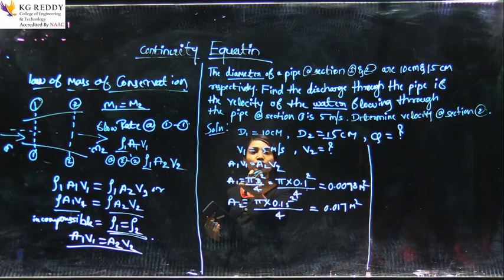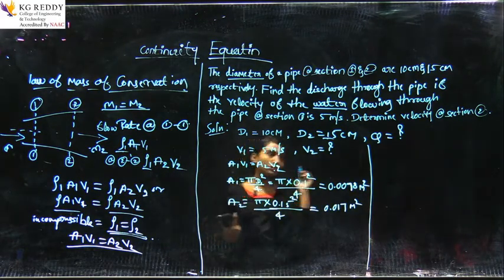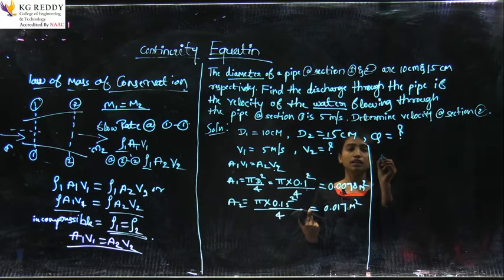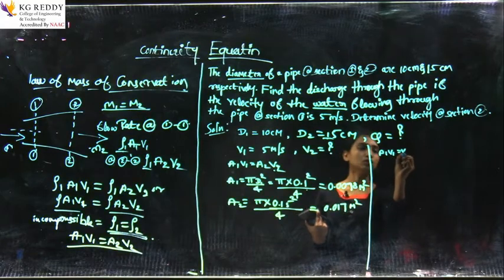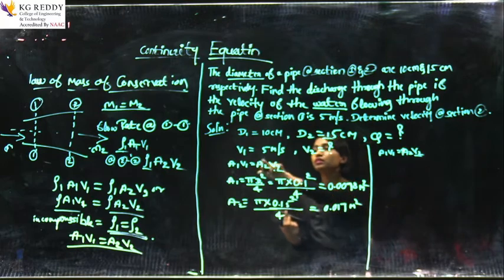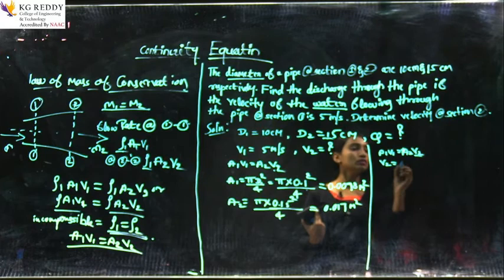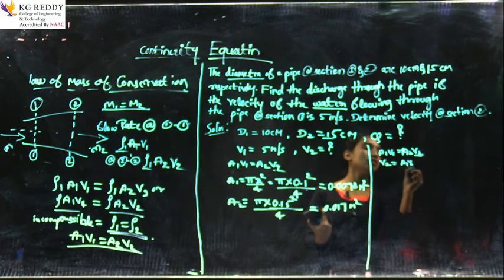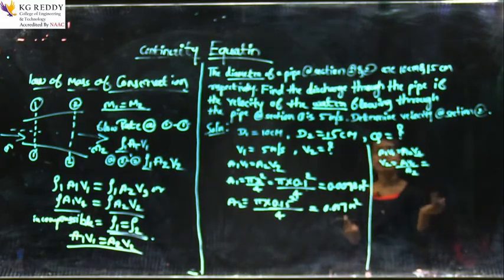A1 we got, A2 also we got. A1 we know, A2 we know, and V1 we know. The only unknown term is V2, so we can find V2 here. A1 V1 is equal to A2 V2. We need V2, that is what they ask. So V2 is equal to A1 V1 divided by A2. Just substitute all the values in the equation.